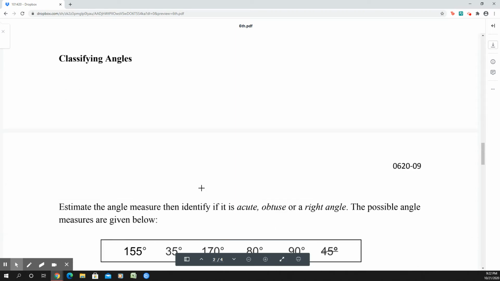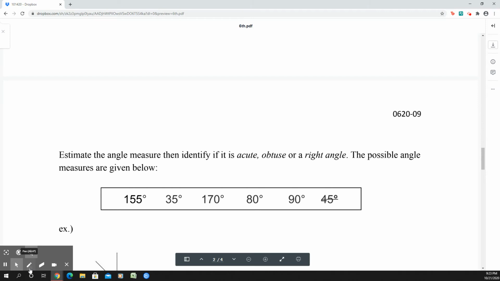Okay, the next section would be classifying angles. Now, you want to classify them by acute, obtuse, or right. And acute would be less than 90 degrees, obtuse is greater than 90 degrees, and right is 90 degrees. So this would be 90 degrees, this would be acute, and this would be obtuse. Okay.